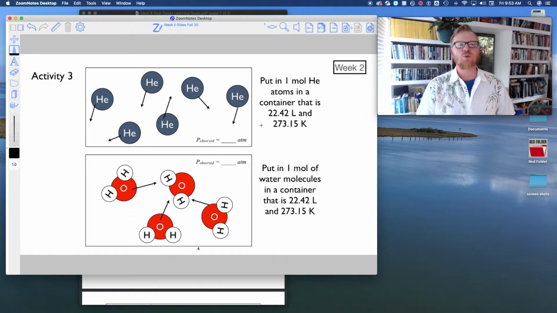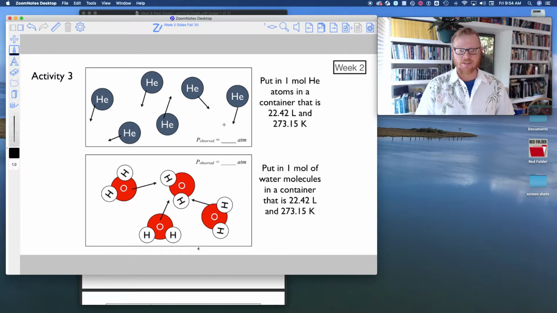Okay, so suppose we have a container, and it's exactly 22.42 liters. We've put 273.15 Kelvin in this container. Don't worry about this container with H2O. Let's just focus on this container with helium for now, okay? And we put 1 mole of helium atoms. So we have a container. We put 1 mole of helium atoms. It's 22.42 liters and it's 273.15 Kelvin. What is the observed pressure in this container?